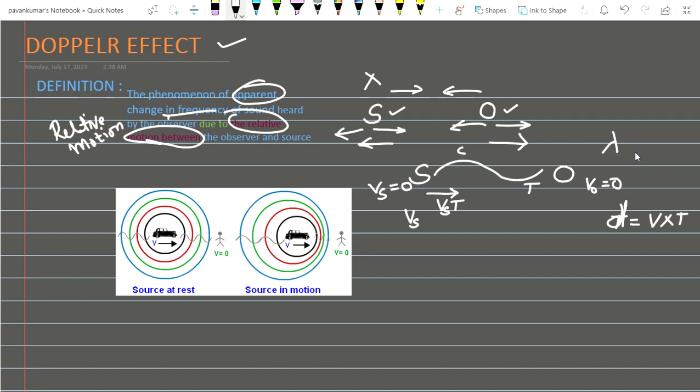Here, the Doppler effect can be observed only when the velocity of source or the velocity of observer is less than the velocity of sound. If the velocity of the observer or the velocity of the source is equal to the velocity of sound, then the Doppler effect is not observed. This is the limiting condition for the Doppler effect.